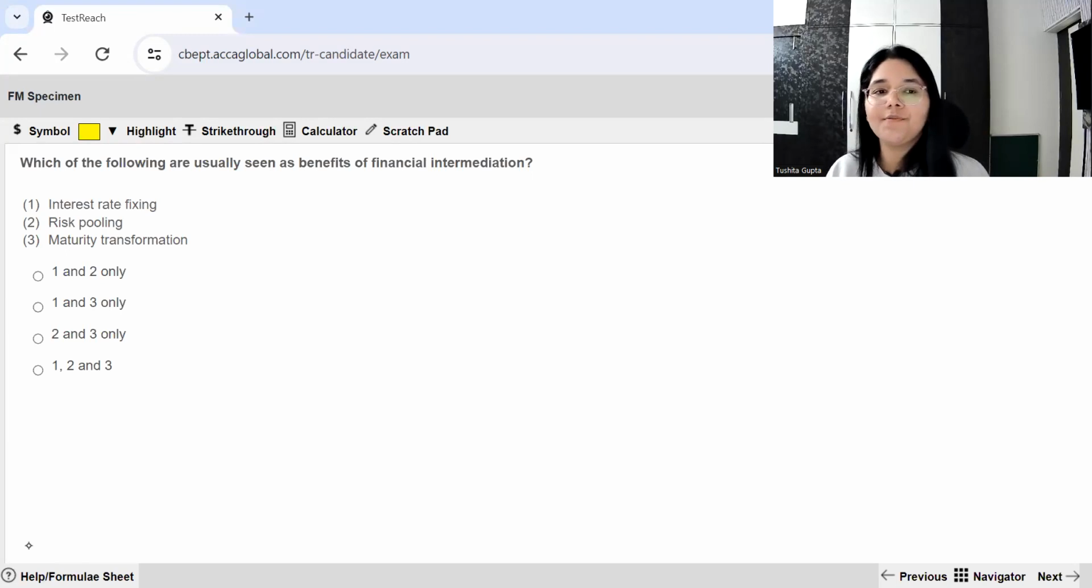Then maturity transformation, again, I can always ask the bank to extend some maturity dates, and you can also do that. So maturity transformation is also one of the usual benefits of financial intermediation. So your answer is going to be 2 and 3 only.